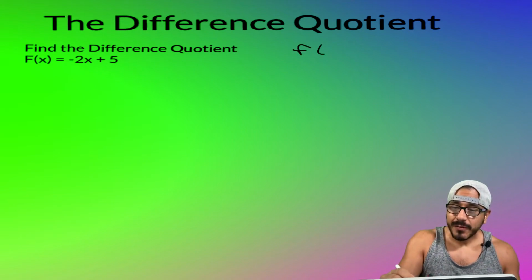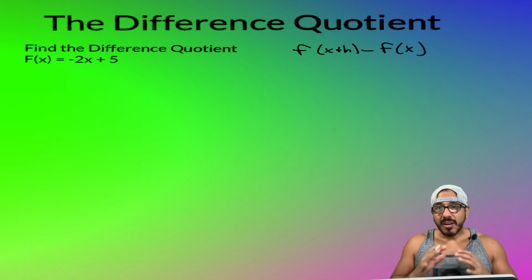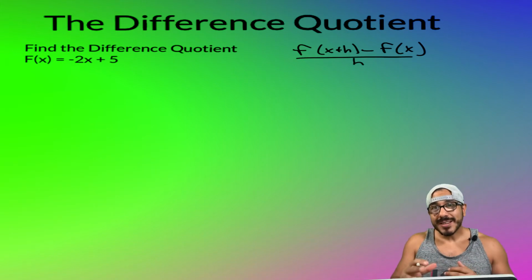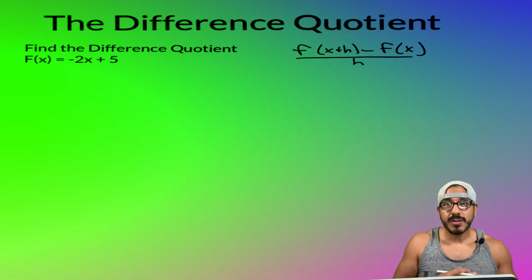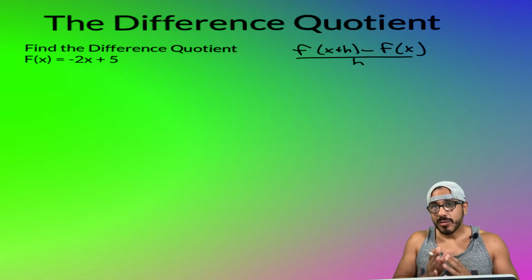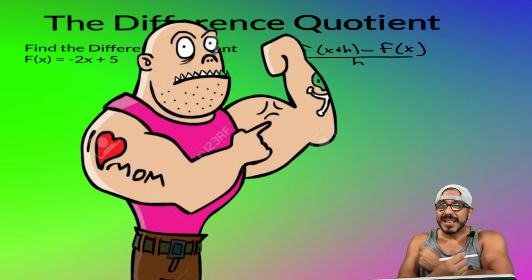So here it is. What we're really going to find is f of x plus h minus f of x, and all of that is going to be divided by h. You're going to see this quotient play over and over as you go into calculus and so many other areas of math, so pay attention to that. Maybe get a nice tattoo of that.